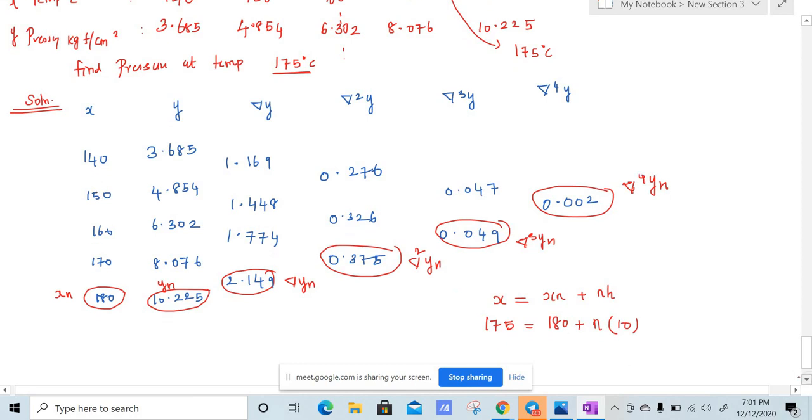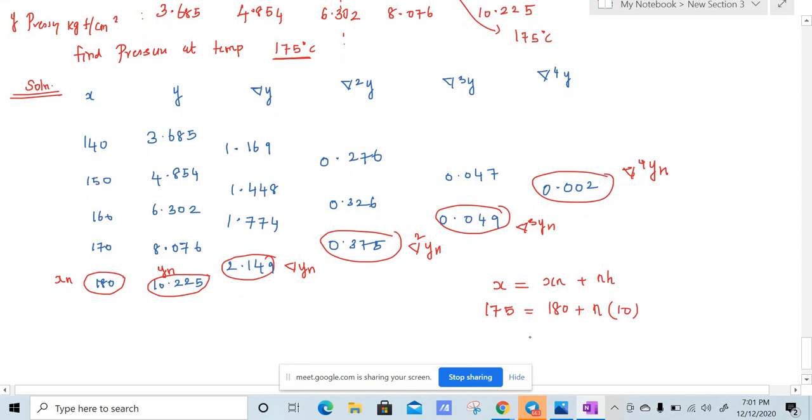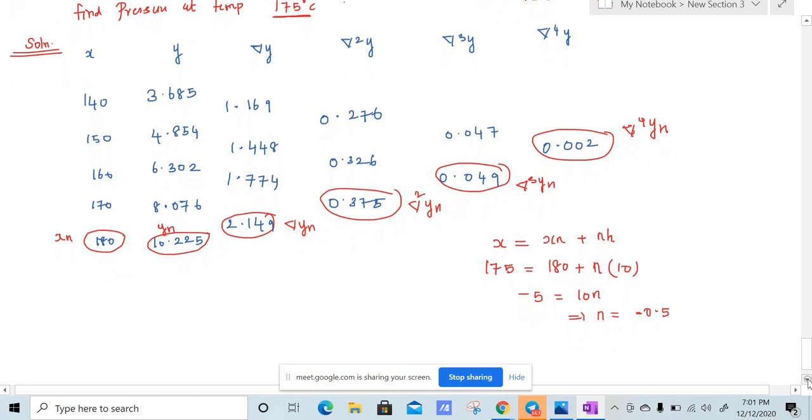Now you will find n here. So 175 minus 180, which is minus 5, is equal to 10n. This implies n is equal to minus 0.5. Just substitute in the formula and you will get the answer.